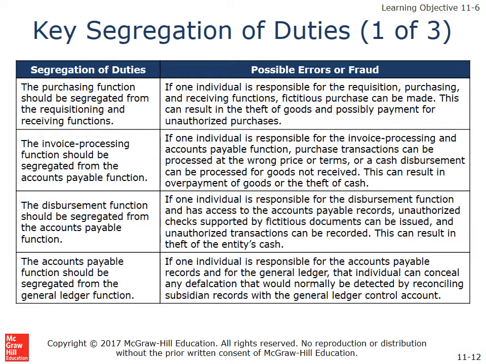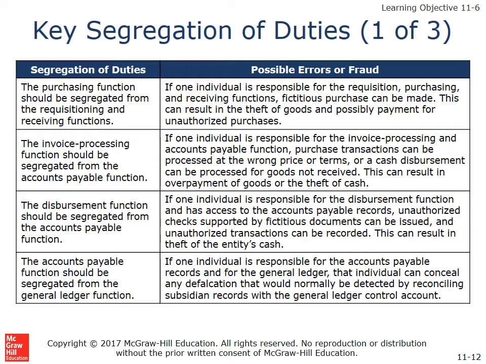The disbursement function should be separate from accounts payable. So if one person is responsible for making the checks, for dispersing the money, and has access to the accounts payable records, they can create unauthorized checks for fictitious documents, fictitious accounts, and that could lead to theft.